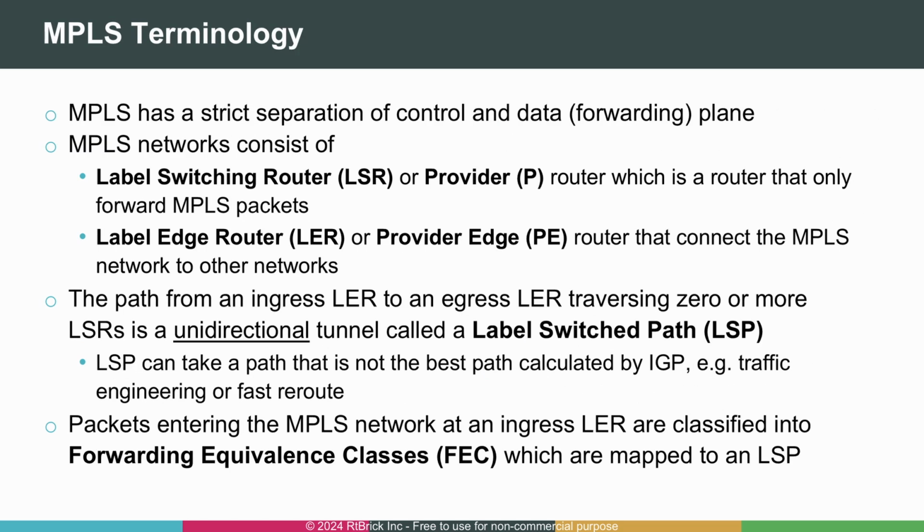MPLS provides a strict separation between control plane and data plane. The control plane refers to the set of protocols that exchange reachability information between routers such as ISIS or BGP. The data plane handles the actual forwarding of packets, based on forwarding tables created by the control plane. In MPLS, this forwarding table is called a label forwarding information base. The MPLS architecture is defined in RFC 3031.